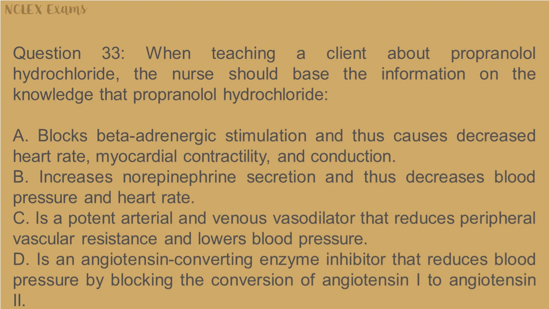Question 33. When teaching a client about propranolol hydrochloride, the nurse should base the information on the knowledge that propranolol hydrochloride A. blocks beta-adrenergic stimulation and thus causes decreased heart rate, myocardial contractility, and conduction. B. increases norepinephrine secretion and thus decreases blood pressure and heart rate. C. is a potent arterial and venous vasodilator that reduces peripheral vascular resistance and lowers blood pressure. D. is an angiotensin-converting enzyme inhibitor that reduces blood pressure by blocking the conversion of angiotensin I to angiotensin II.